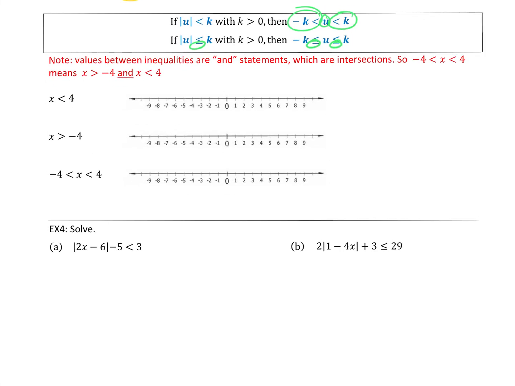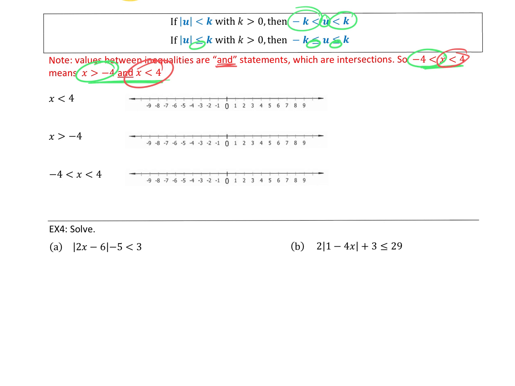Okay, so one thing to note, values between the inequalities are called and statements, which are intersections. So this is the same way to write this. Because x is greater than negative 4, which is right here, and x is less than 4, which is right there. So again, same thing for an and statement, not an or statement. Be careful.